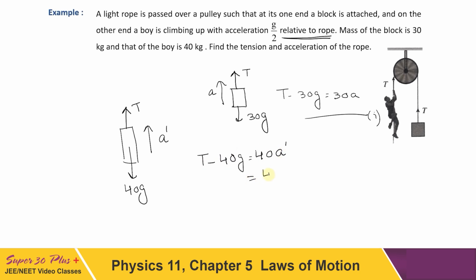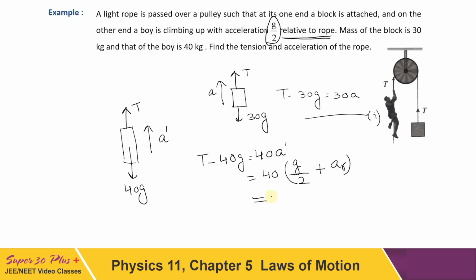Now this a dash is acceleration of man. It should be acceleration of man with respect to rope plus acceleration of rope. And what is acceleration of man with respect to rope? That is equal to g by 2, given here. So it is equal to g by 2 plus acceleration of rope.